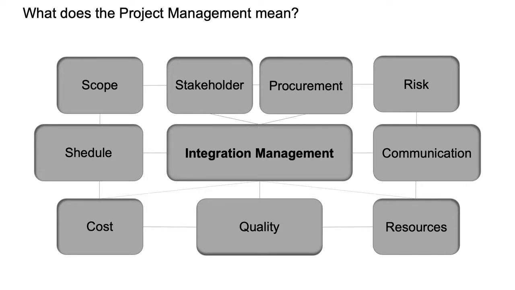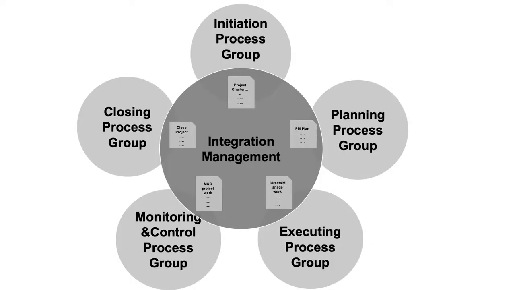In order to coordinate all aspects of a project, project integration management needs to create a number of deliverables. And these deliverables are project charter, which is the output of the initiation process group, project management plan, which is the output of the planning process group, direct and manage project work, which is the output of the executing process group, monitoring and control project work, and perform integrated change control, which is the output of the monitoring and control process group, and close project, which is the output of the closing process group.